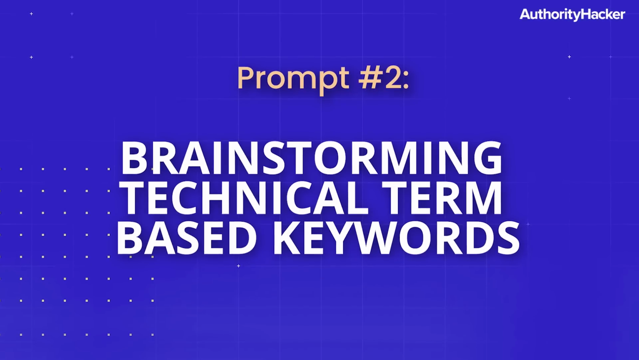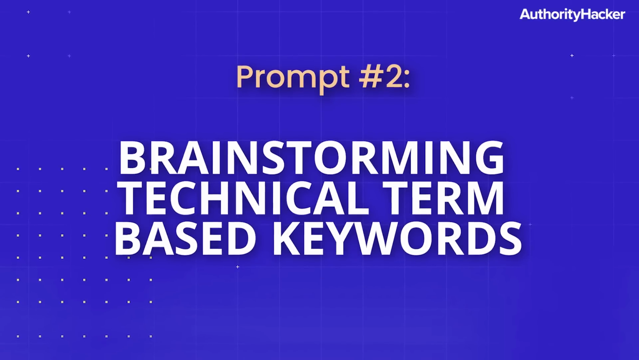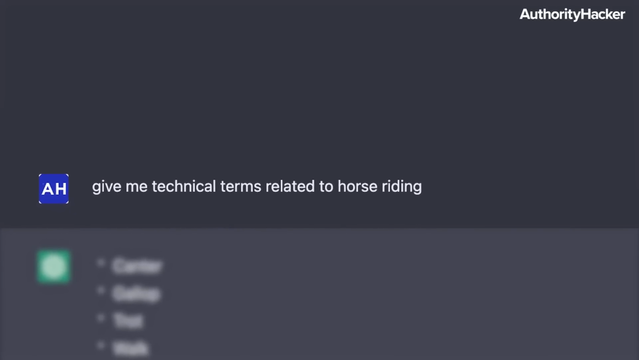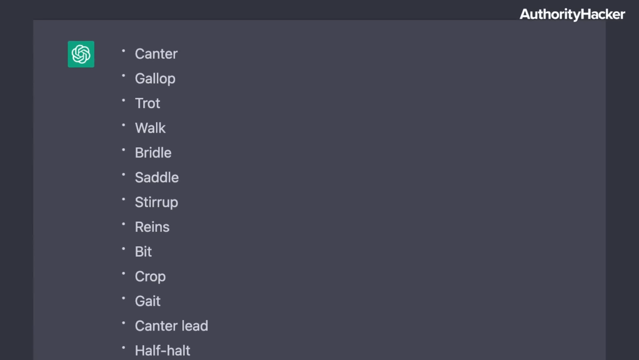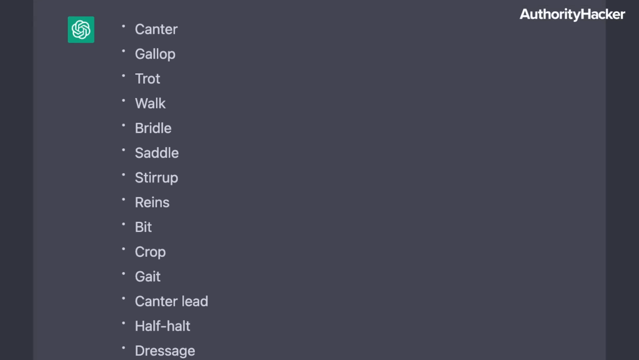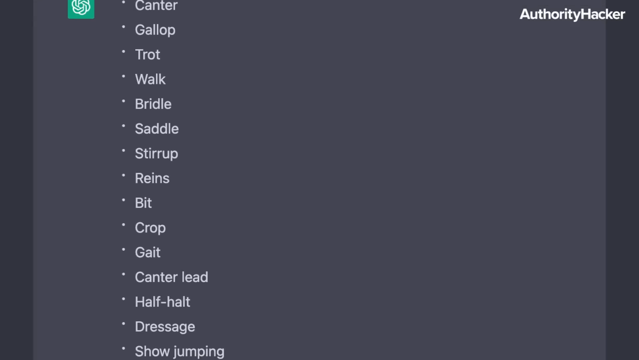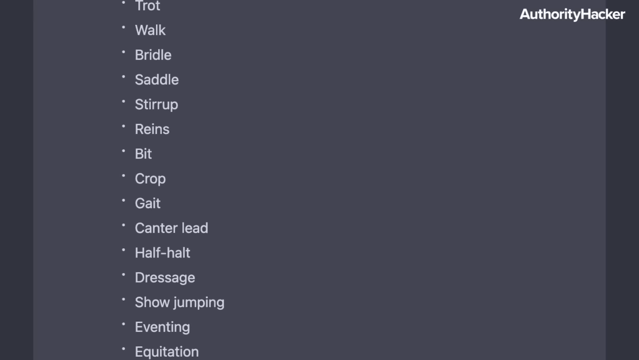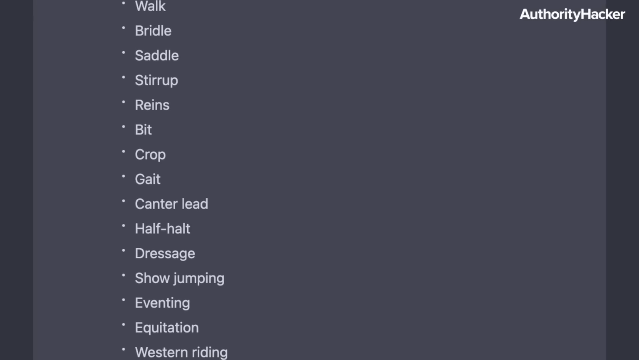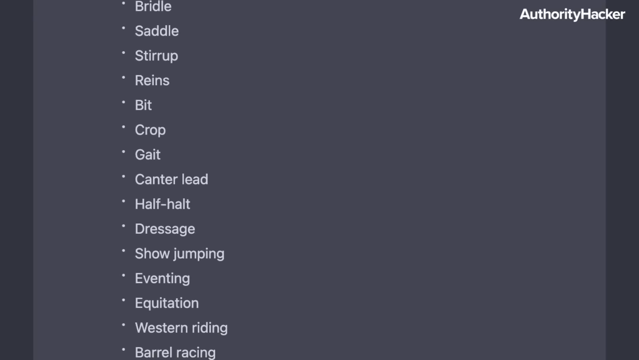I have another example of that actually. But I did it differently, so it's going to be a different one. So the first thing I went for was horse riding because, you know, when we talked about niches for 2023, we said horse riding was a good one. So I started with, give me technical terms related to horse riding. I've done horse riding when I was a kid, but I don't know them in English actually. So that was interesting. It gave me a bunch of stuff, like gallop, trot, walk, bridle, bit, crop, gait, canter lead. Canter lead is like the real long one, I think. Dressage, show jumping, eventing, equitation.